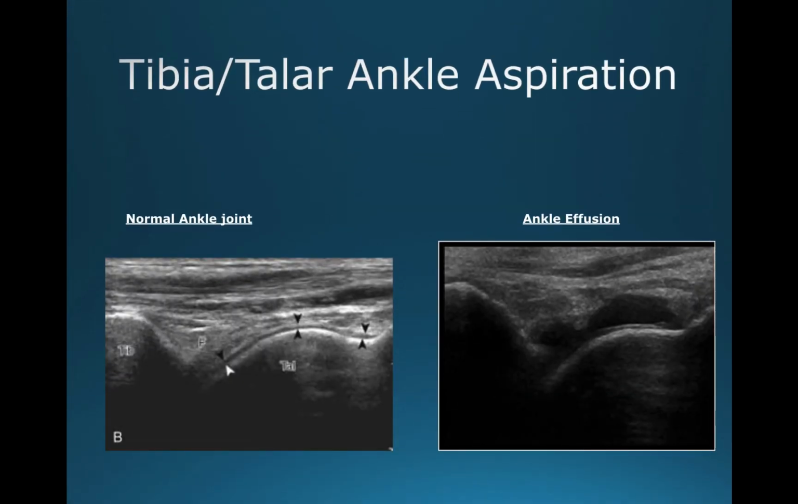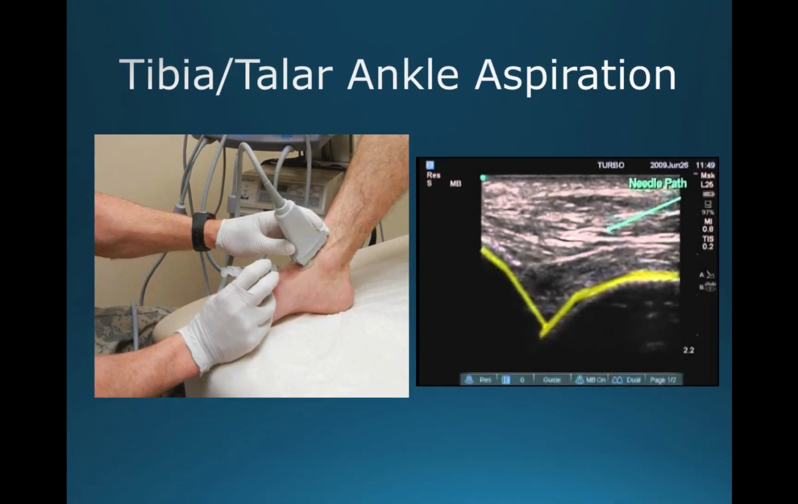Here's your normal ankle joint, your tibia, your fibula. Here's a fat pad. Then here is our ankle effusion. Here's how I will do most of my tibiotalar ankle aspirations. I feel like this is the easiest way to do it. You're avoiding any neurovascular structures in this area.